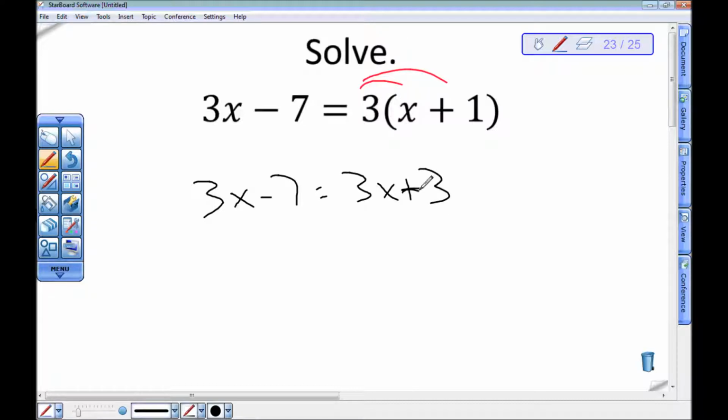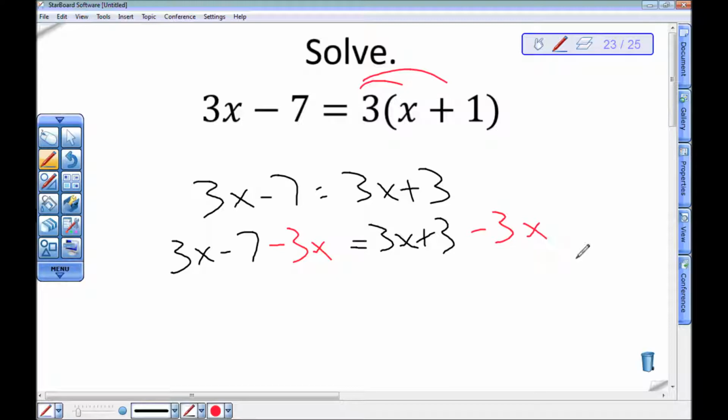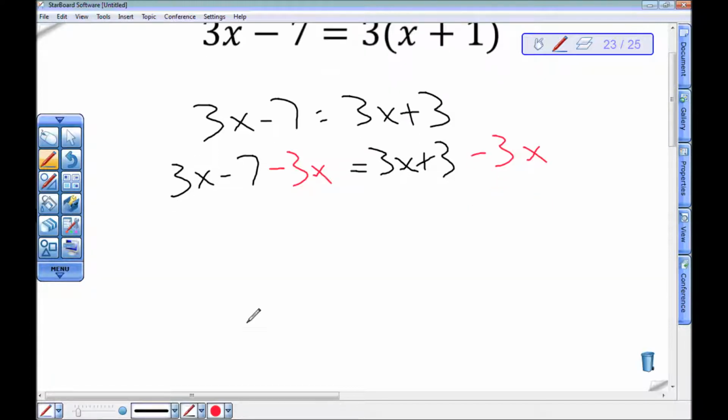Now I want my numbers together, my constants and my variables together. So why don't I move my variables? I'm going to subtract 3x from both sides. So red for subtraction. Equals 3x plus 3, and then minus 3x. Okay, 3x minus 7 minus 3x is negative 7. Great. 3x plus 3 minus 3x is positive 3.